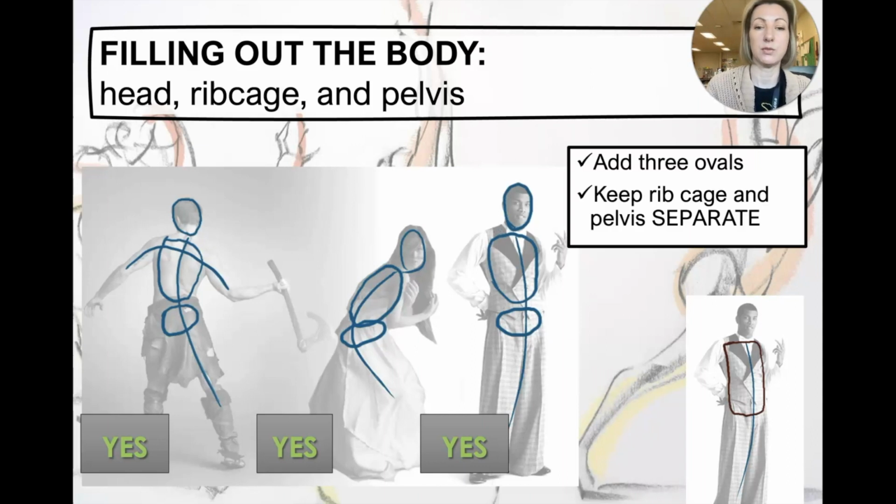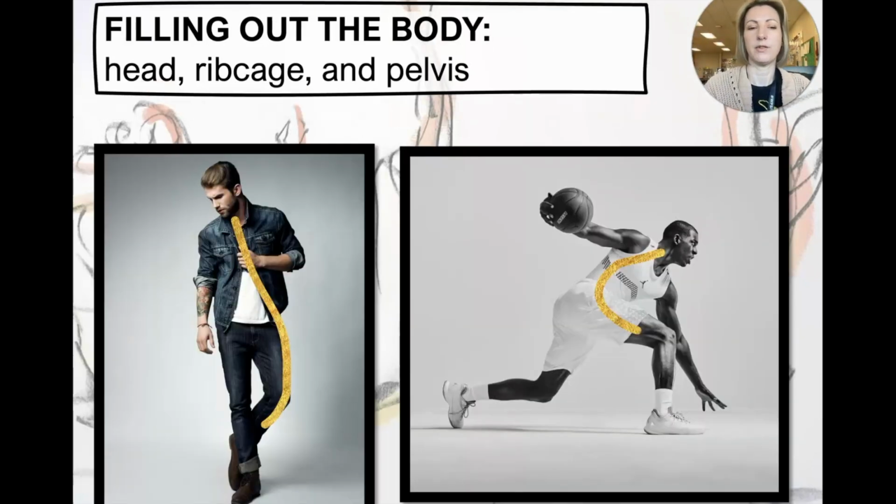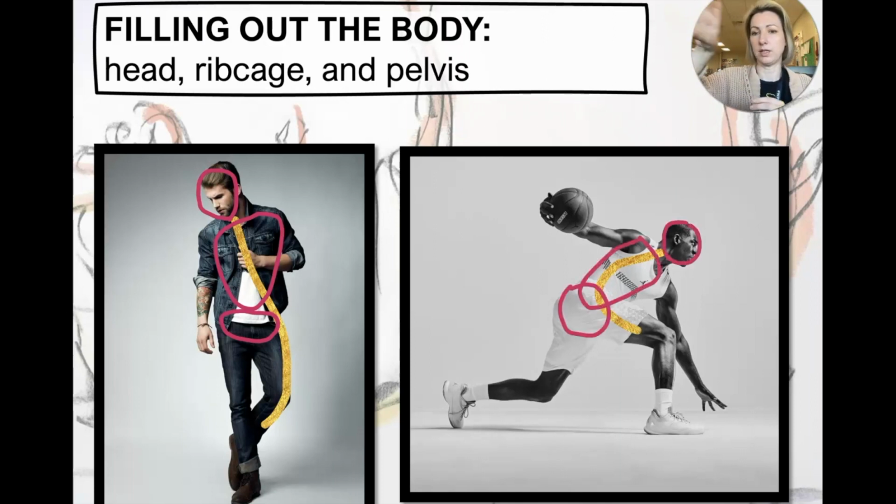You're going to keep the rib cage and pelvis separate. That is key though. Do not just draw one box for both. The rib cage and the pelvis are 2 separate things. So if I'm filling out the head, rib cage, and pelvis on these 2 gentlemen, here I'm looking straight on, so I see it here, and then his pelvis is just a little bit off. On the basketball player, I'm thinking about this as a side pose, so it's a little bit different. So his rib cage is here, and it's kind of overlapped with where his pelvis is in space. So remember, 3 separate parts.